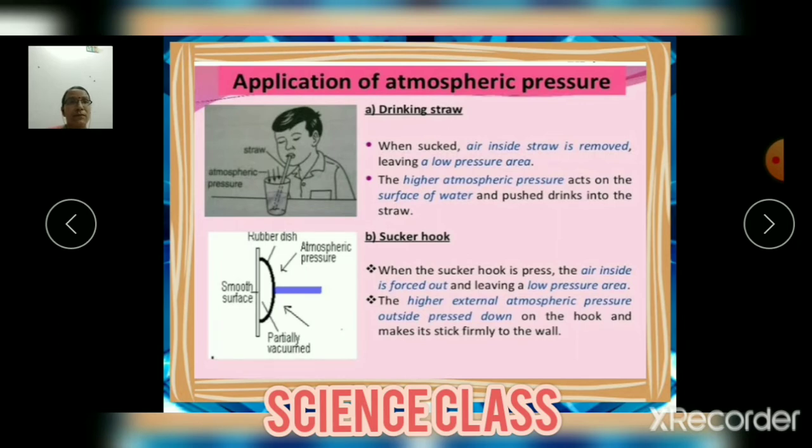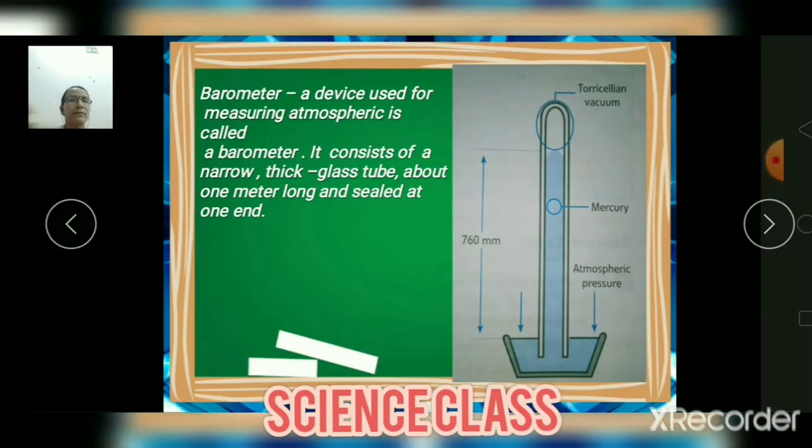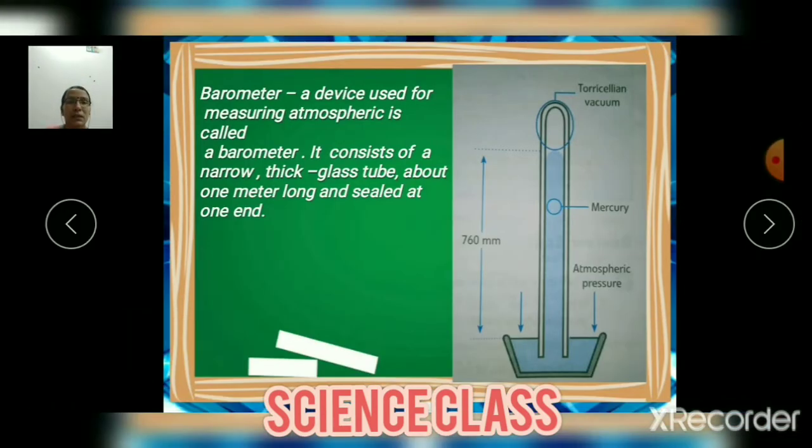Now, the instrument which we use to measure atmospheric pressure: the barometer is a device used to measure atmospheric pressure. So what do we have in a barometer? A barometer consists of a narrow thick tube about 1 meter long.